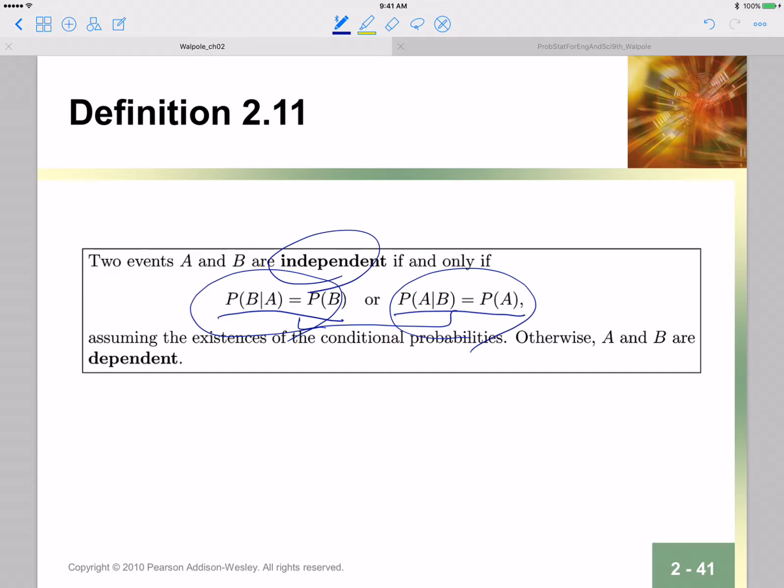So their intuitive interpretation is that the probability of B, regardless of whether A happened or not, is the same as the conditional probability of B happening given A happening.